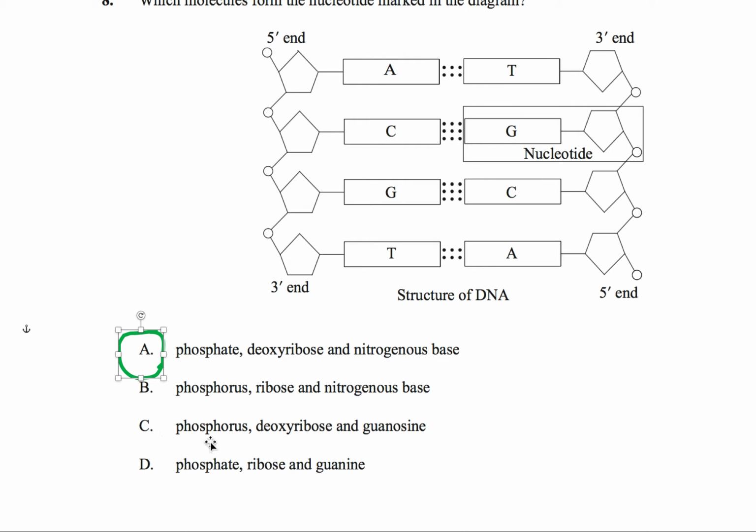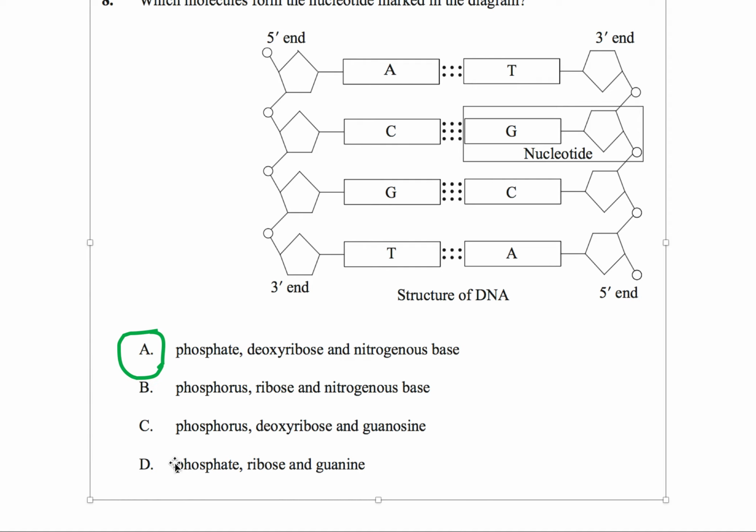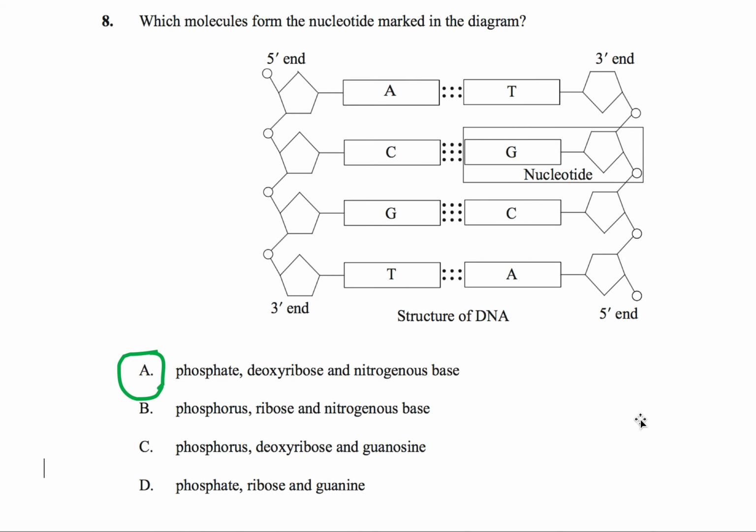C, phosphorus, yes, that's correct. Deoxyribose, yeah, we know that's correct. But guanosine, that doesn't exist. That's a made-up word. If they gave this specific base's name, it'd be guanine, like this. Guanine, but not guanosine. Guanosine doesn't exist. Okay, D, phosphate, we know is correct. Ribose, again, that's not correct. That's for RNA. Guanine is correct, but ribose is not correct. So for this one, the answer would be A.